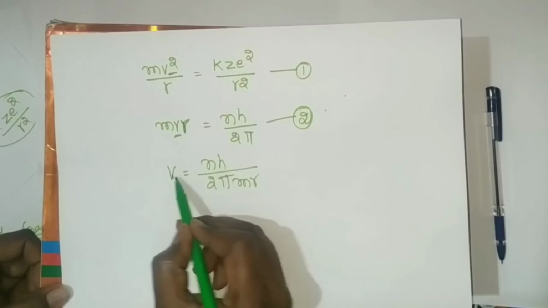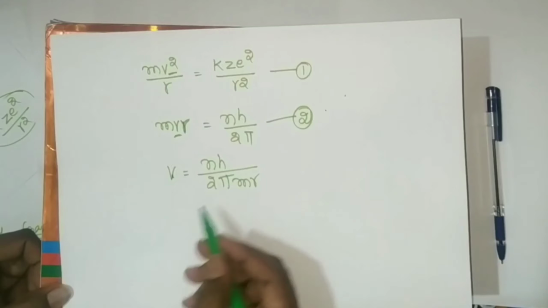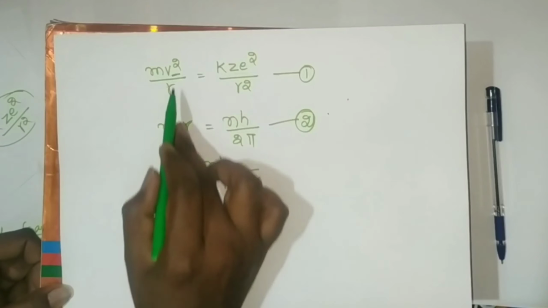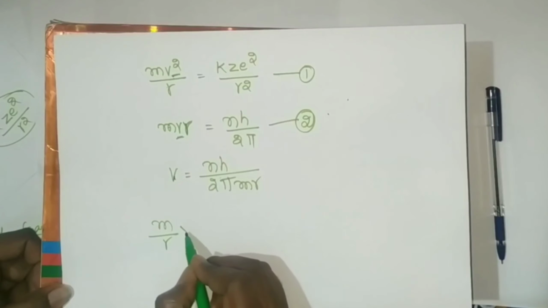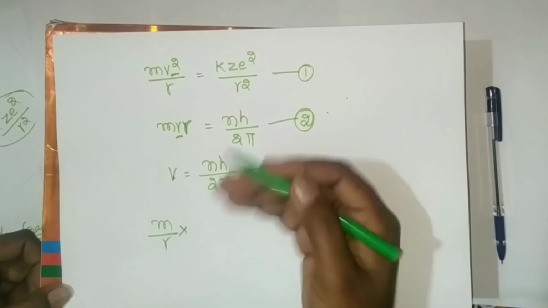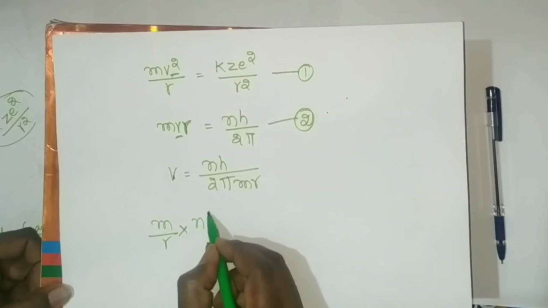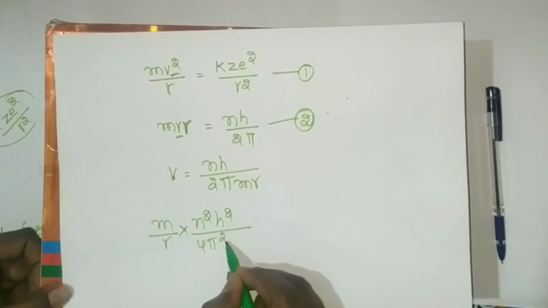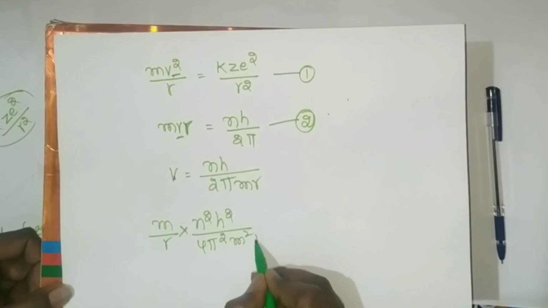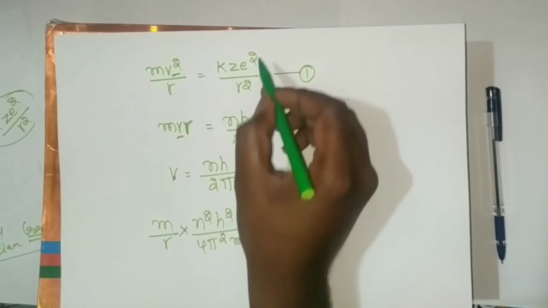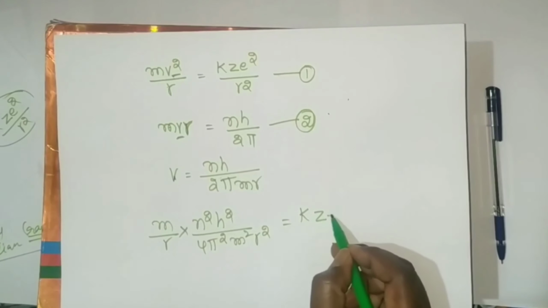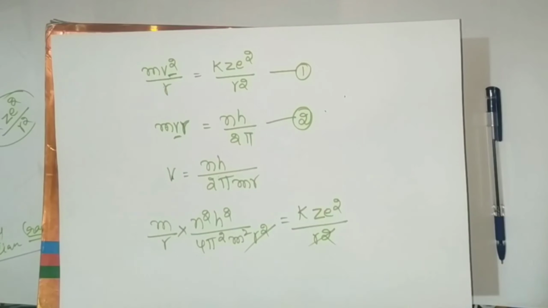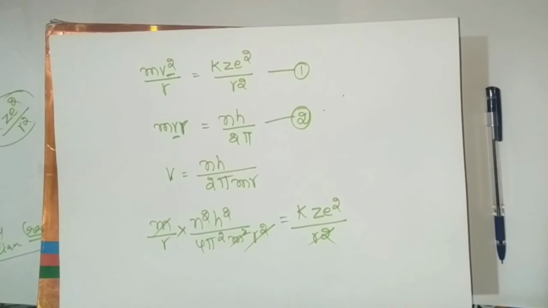So this value is substituted in equation 1. So we get, as it is, m by r. In the place of velocity you can write this one, that is v square, so we will square this: n square h square by 4 pi square m square r square is equal to, as it is, k ZE square upon r square. Now this r square and r square get cancelled, and m square and one m get cancelled.